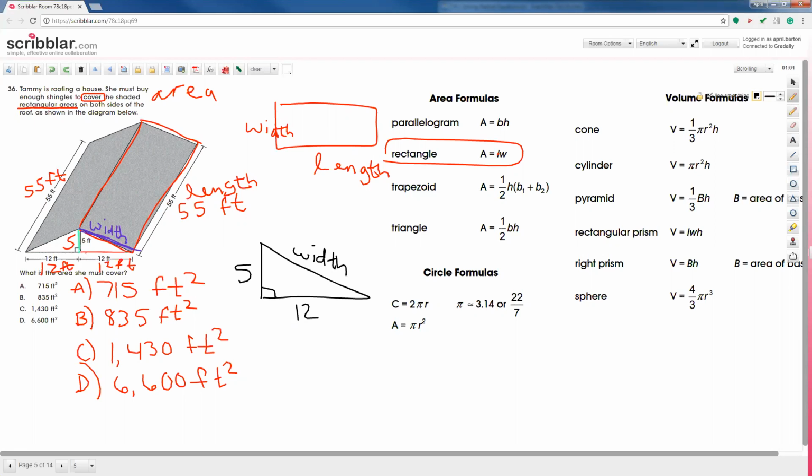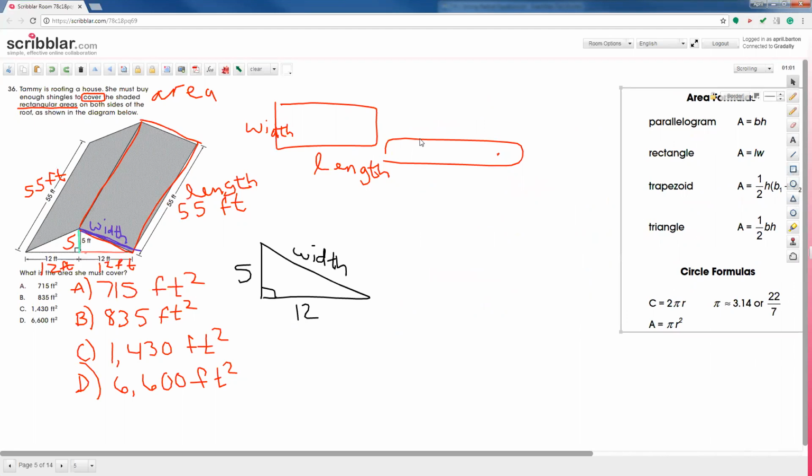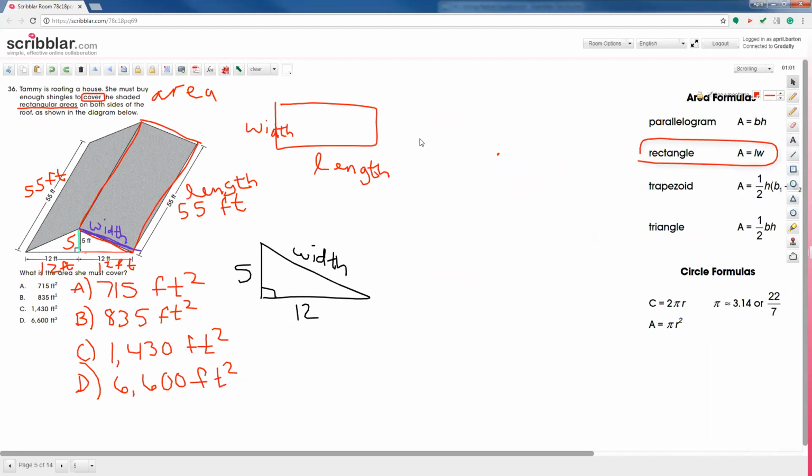I'm going to go ahead and move the formula sheet out of the way so we have a little more room. So when you have a triangle, and specifically a right triangle, this 90-degree angle here means this is a right triangle. If you know 2 of the sides, you can find the 3rd side using the Pythagorean theorem.